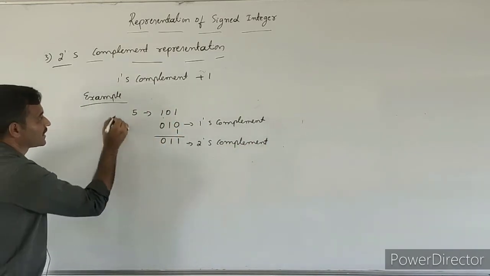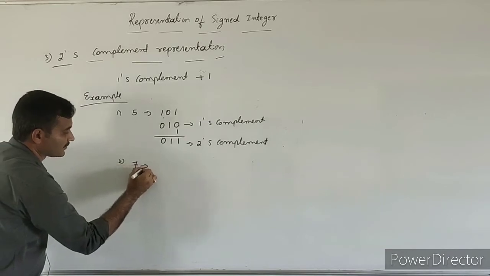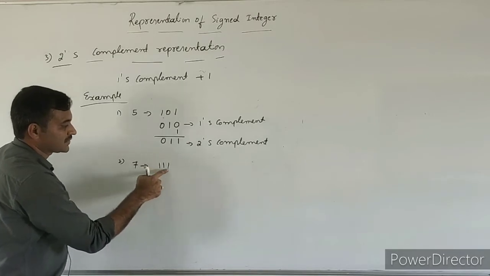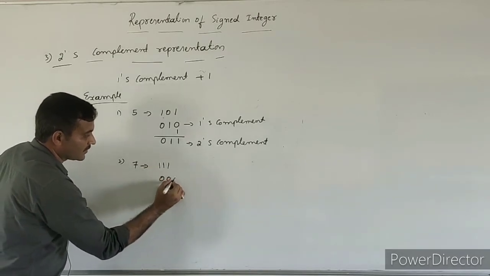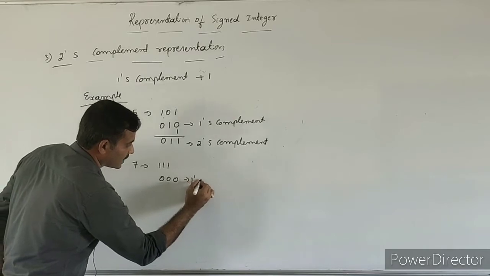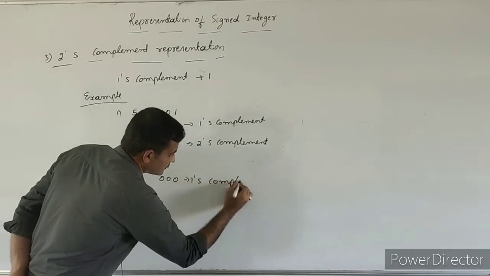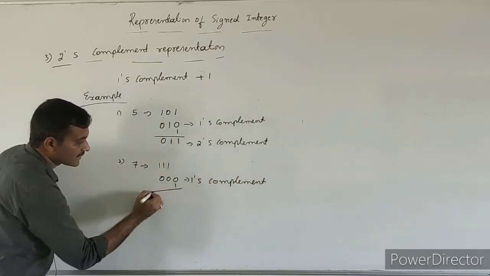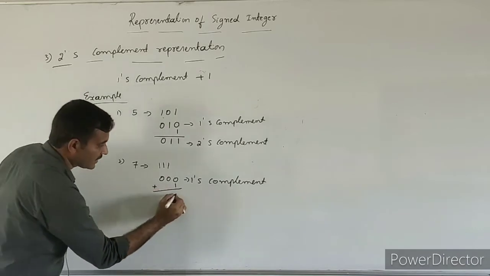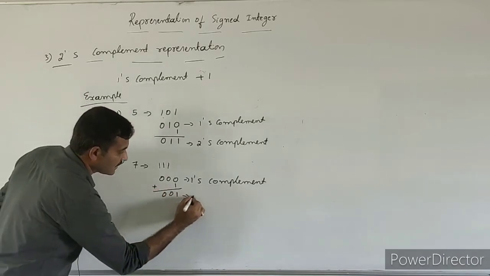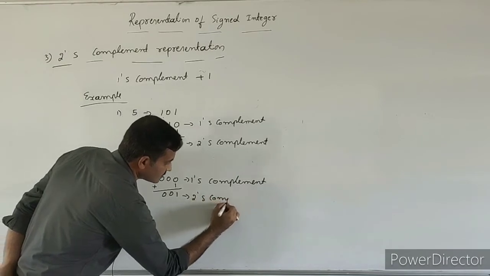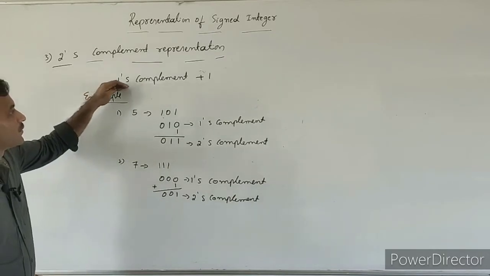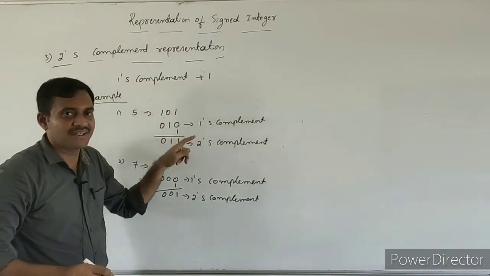Take one more example. Say 7. 7 is equal to 111 in binary. So the 1's complement of 111 is 0, 0, 0. This is the 1's complement. To get the 2's complement, add 1 to the least significant bit. Then 0, 0, 1. This is the 2's complement. To get a 2's complement, first we convert to 1's complement and add 1 to the least significant bit.